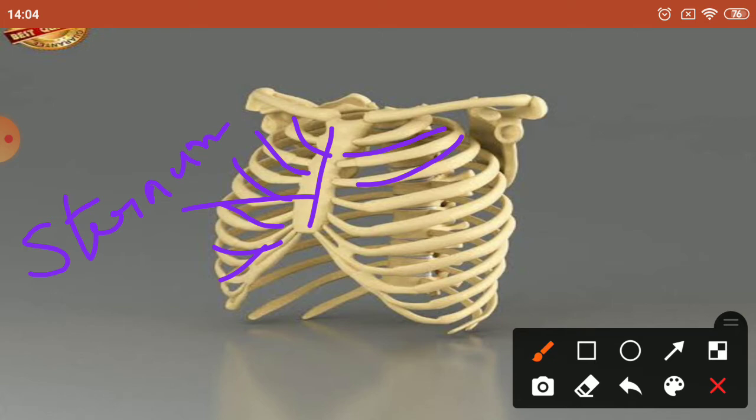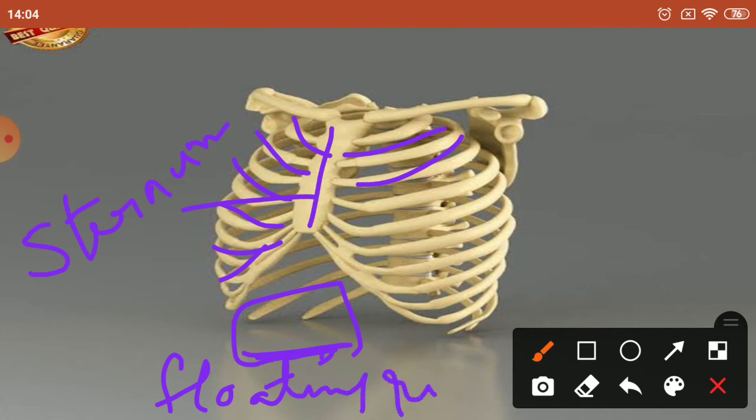10 pairs are connected to the sternum, so we are calling them fixed ribs. But the remaining 2 pairs that are open in the front side are not connected to the sternum. So these 2 we are calling floating ribs.